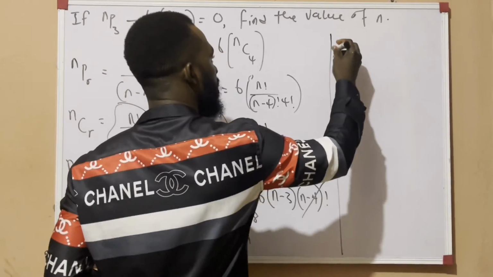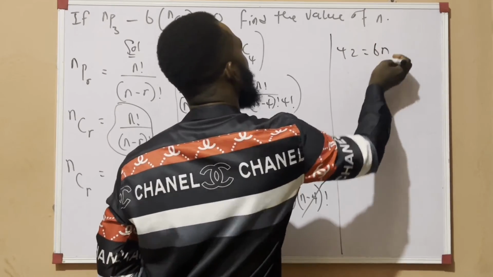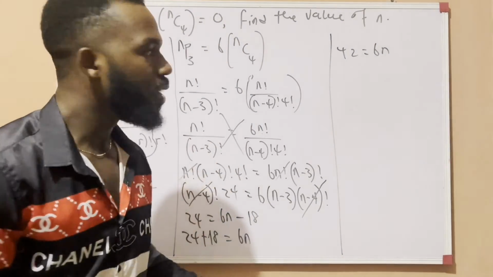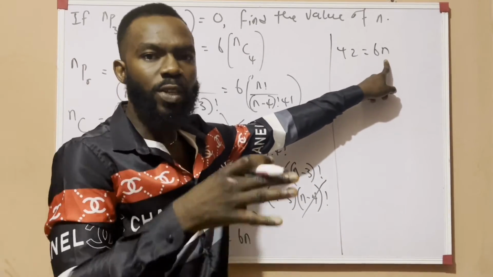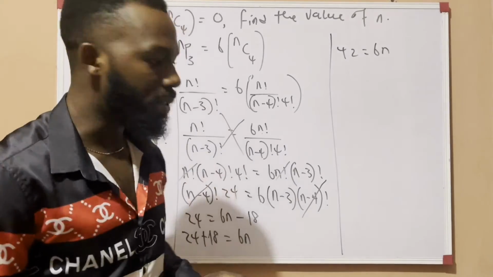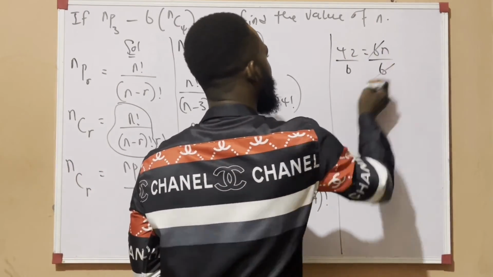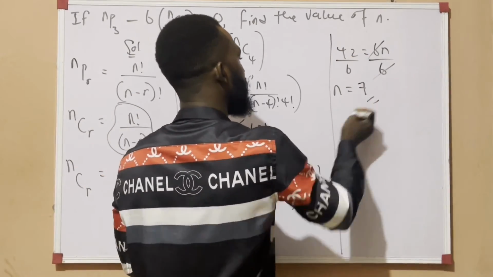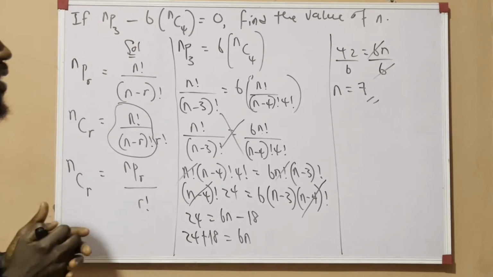So here I have 42 is equal to 6n. For us to get the value of n, n has to be the subject of the formula, so we divide both sides by 6. When 6 cancels out 6, n becomes 42 divided by 6, which is 7. So the answer to this question is 7.